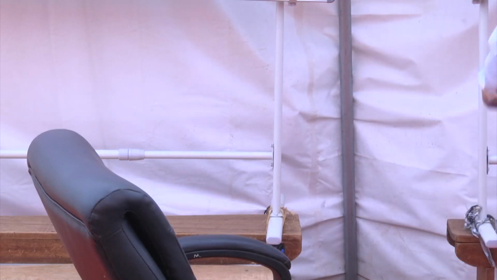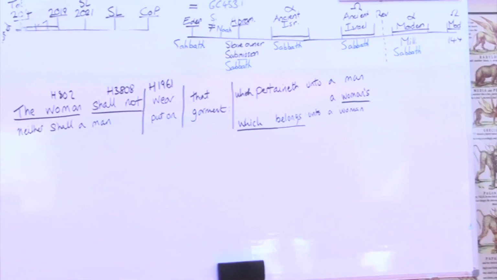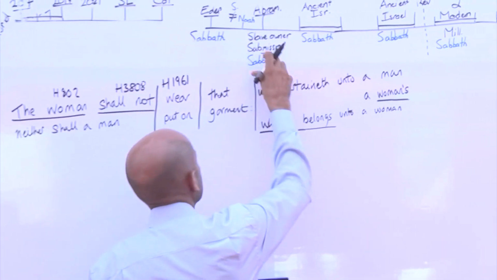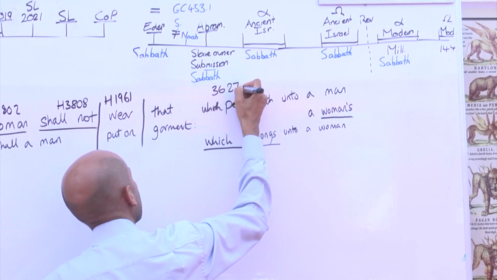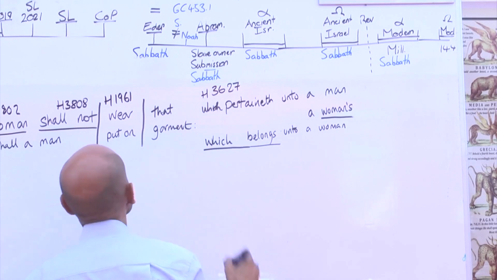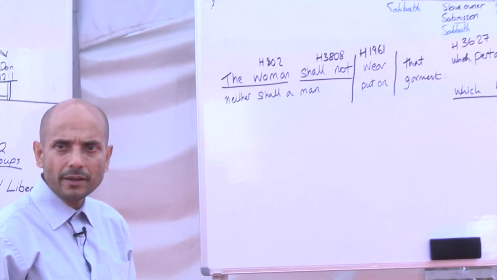Yeah, so in the King James version I've got 802, 3808, 1961, and then what everyone else had was 3627. So I guess very few of you have got that structure, yeah.